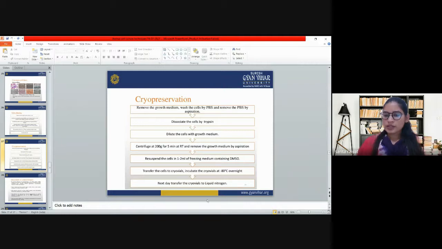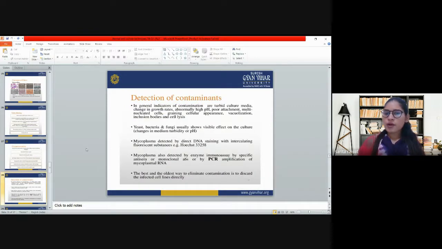Then the cryopreservation method. So in cryopreservation, remove the growth medium, wash the cells with PBS and remove the PBS by aspiration. Then dissociate the cells by trypsin, dilute the cells with growth medium, centrifuge at 200 g for 5 minutes at room temperature and remove the growth medium by aspiration. Then resuspend the cells in 1 to 2 ml of freezing medium containing DMSO. Transfer the cells to a cryovessel and incubate the cryovessels at minus 80 degrees Celsius overnight, and next day transfer the cryovessel to liquid nitrogen.